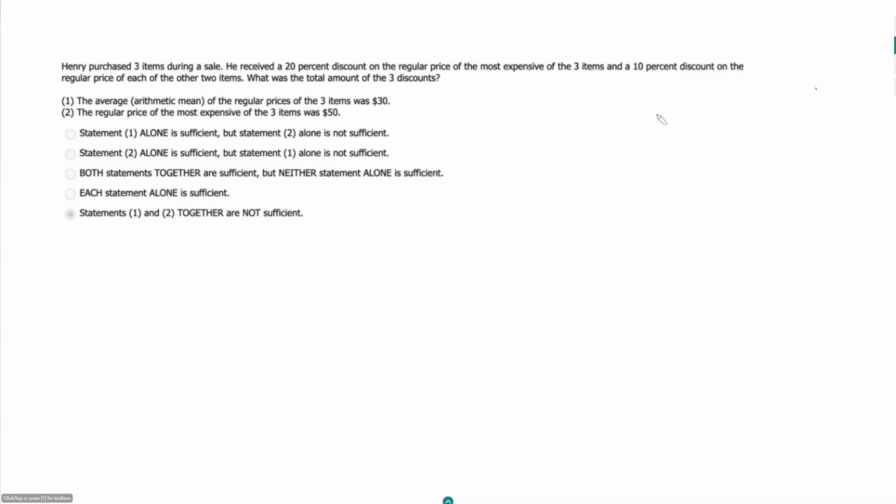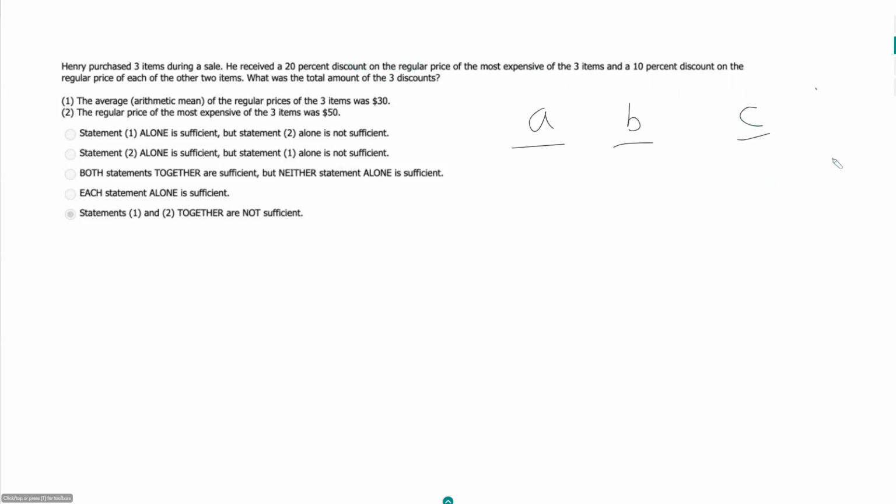Okay, so he has 3 items. We can call them A, B, and C. And he received a 20% discount on the regular price of the most expensive of the 3 items. So let's say C is the most expensive of them. And so C, we'll say our labels here represent the regular cost of the items. You received a 20% discount.